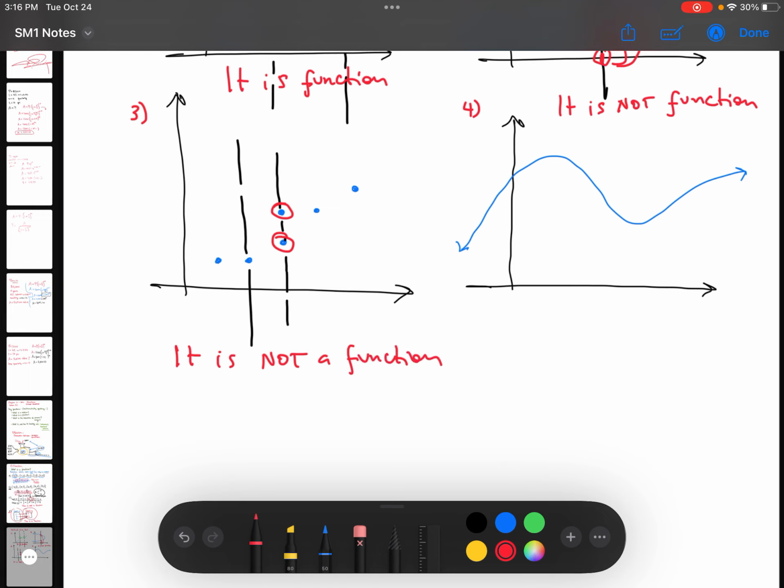Now let's take a look at number 4. No matter where you draw your vertical line, 1, 2, 3, even 4, you see that it will always intercept just in one point. Our conclusion for number 4 is that that graph is actually representing a function, okay? And that's it. It is a function.